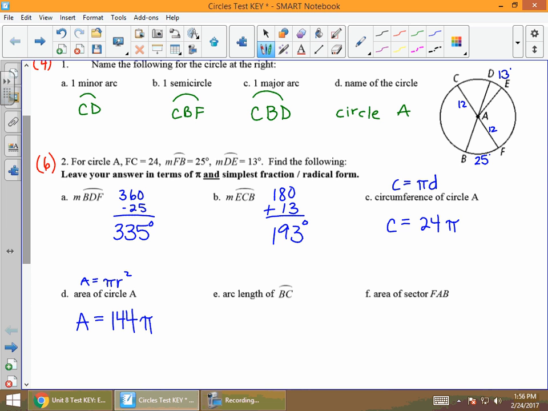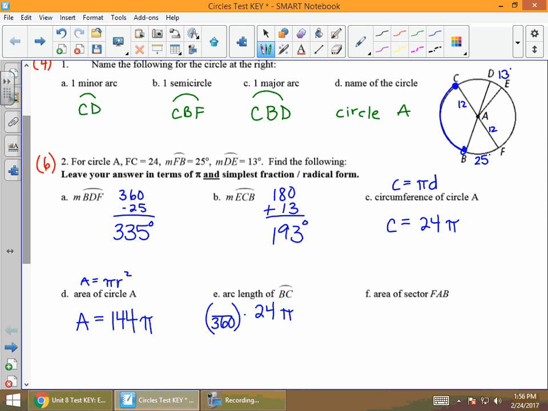For part E, it wants me to find the arc length, which means I need circumference, but I need a fraction of the circumference. So I need some fraction out of 360 times the circumference, which we know is 24 pi. All right, so the arc length of BC. So this arc right here, BC. I need to find that angle, or that arc.